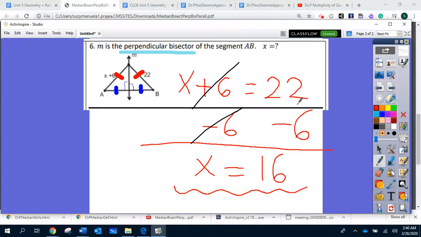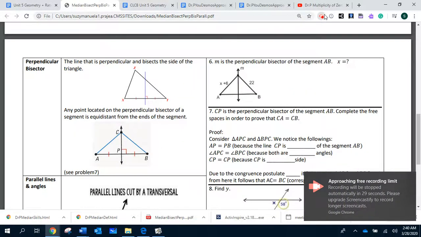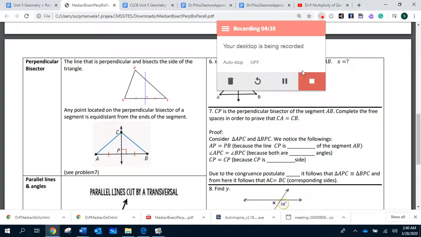I hope you enjoyed this nice problem about the perpendicular bisector. You remember the definition of the perpendicular bisector and the main theorem. Thank you for watching this tutorial and I hope that you get a skill.